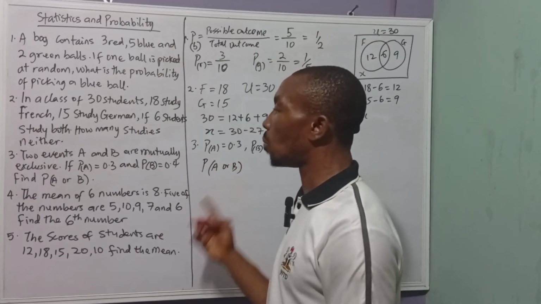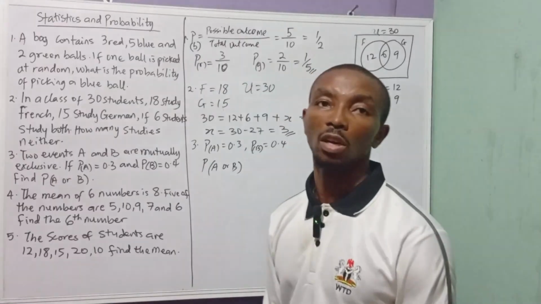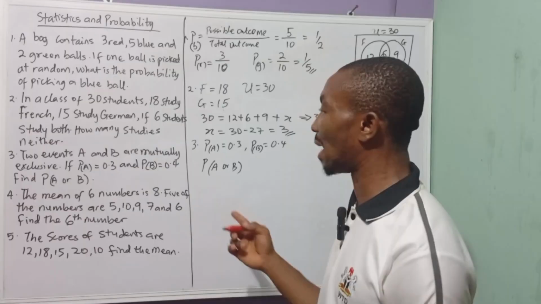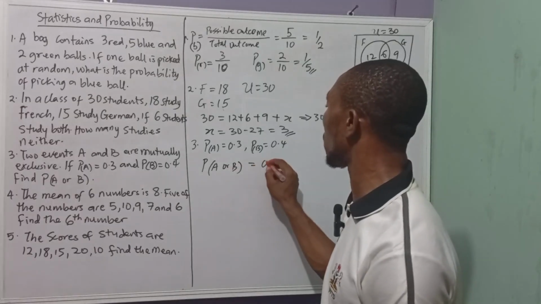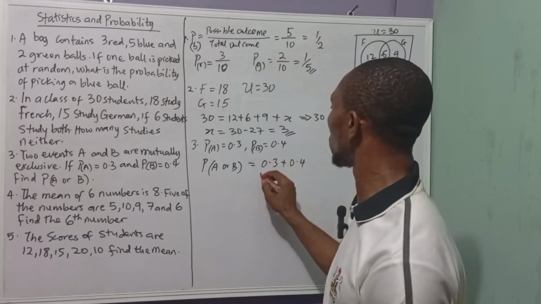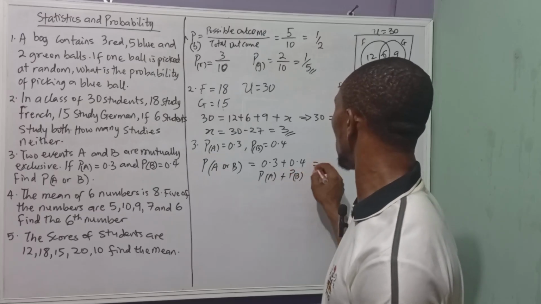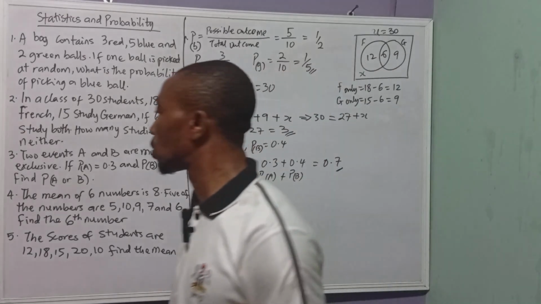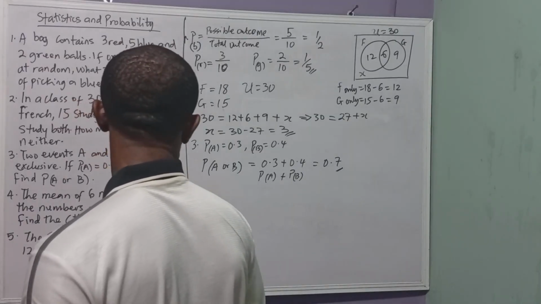Now, since they are mutually exclusive, we add the probabilities, but if they are independent, we multiply them. So the probability of A or B will be 0.3 plus 0.4. That is the probability of A plus the probability of B, which gives us 0.7. That is the probability of either of the 2 events occurring.